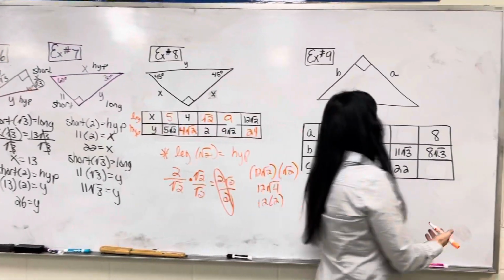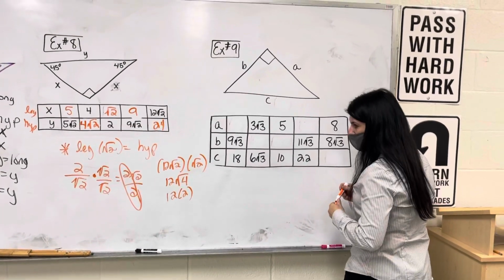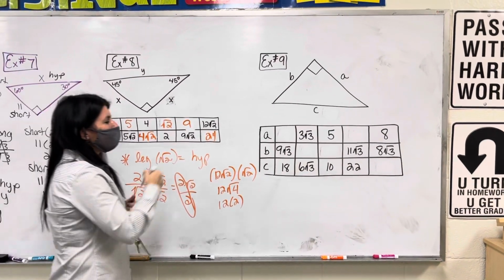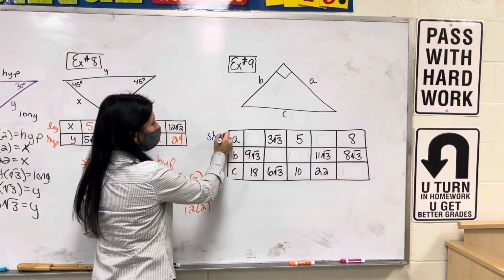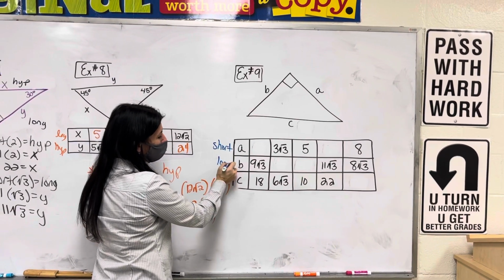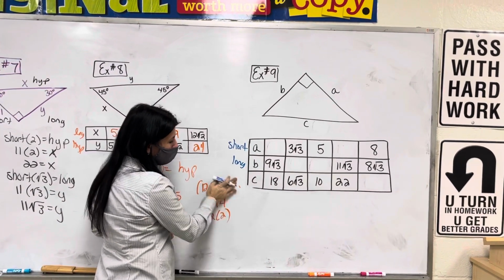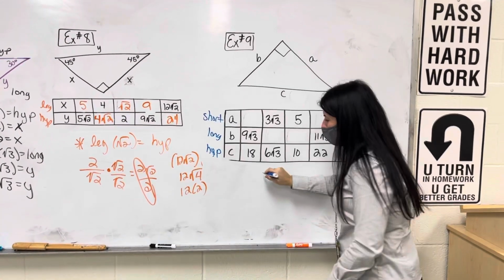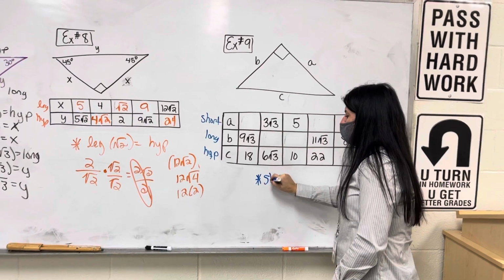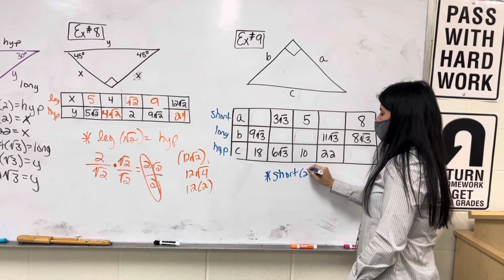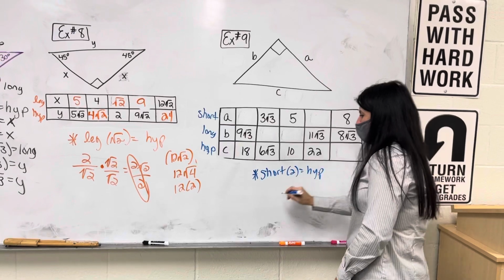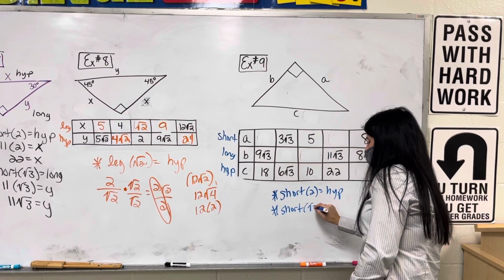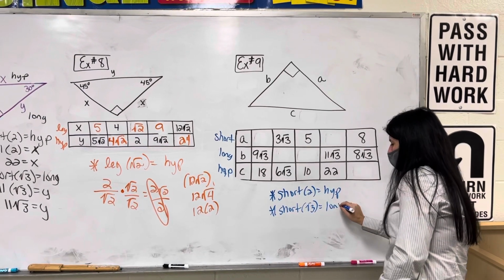Okay, here's our 30, 60, 90. Let me do this in a different color here. So A is my short leg, B is my long leg, and C is my hypotenuse. My 2 rules that I'm going to use for this is short times 2 is hypotenuse, and short times the square root of 3 is long.